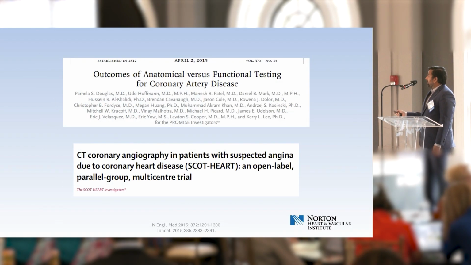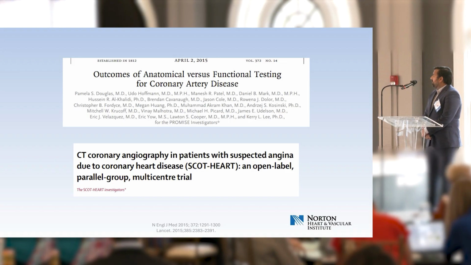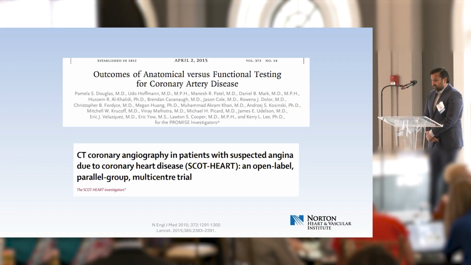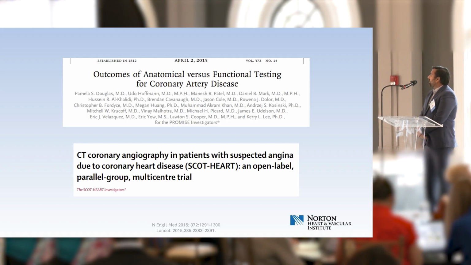That changes because of a couple of trials that were published about 10 years ago, the PROMISE trial and the SCOT-HEART trial, two studies that really changed the paradigm in how we assess patients for ischemic heart disease. The PROMISE trial was an American trial published in 2015 where they randomized patients to getting standard care versus coronary CT.